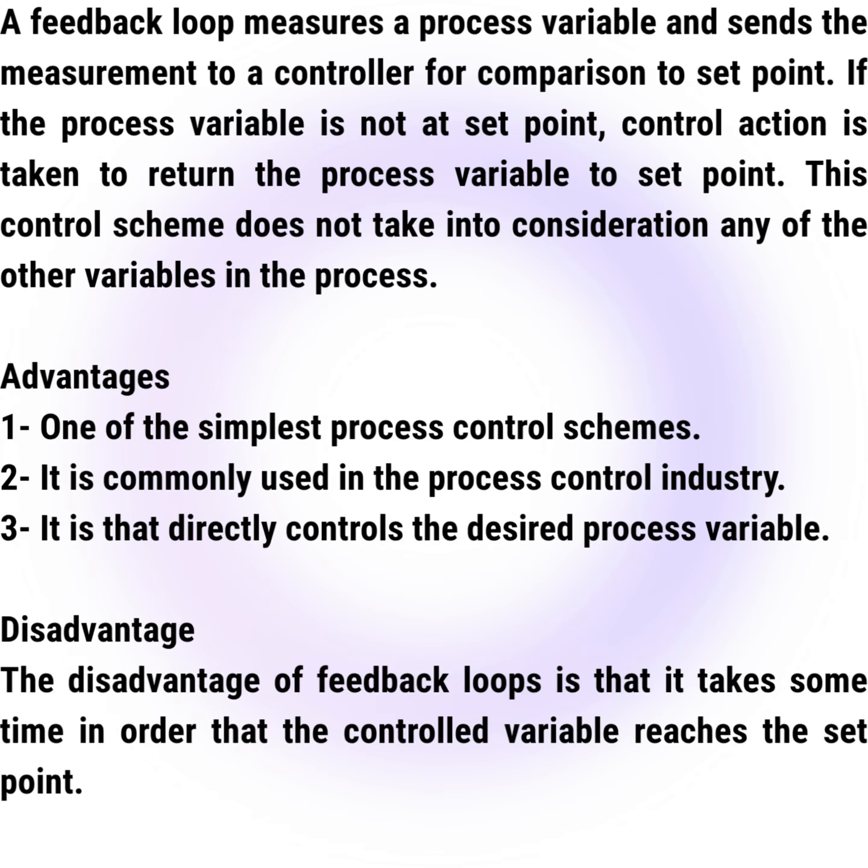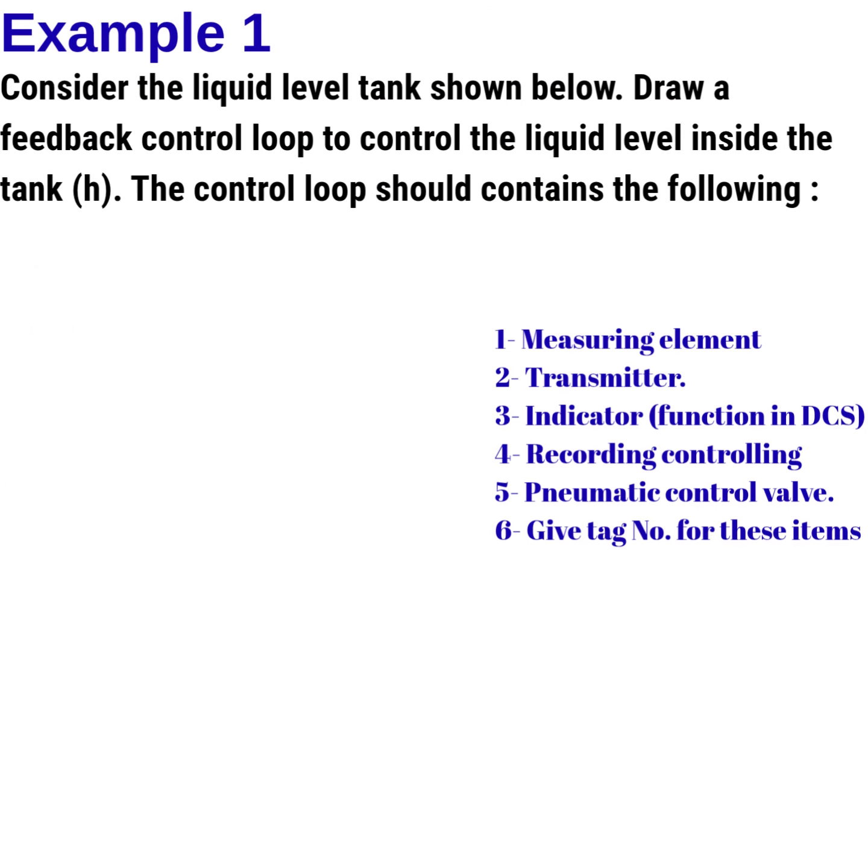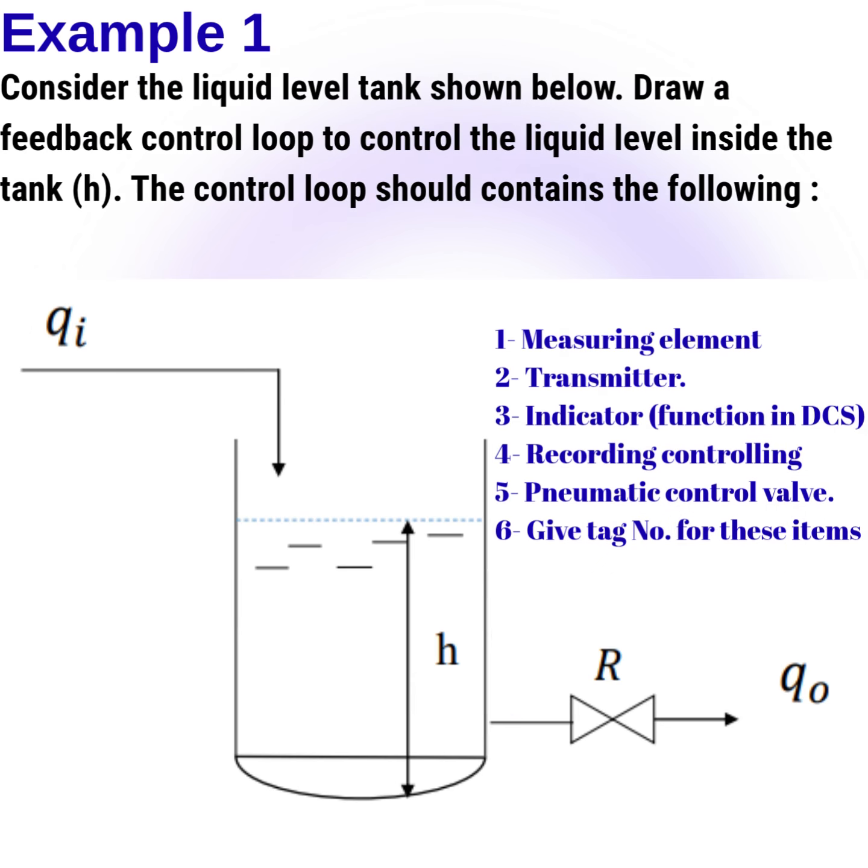Disadvantage: the disadvantage of feedback loops is that it takes some time for the controlled variable to reach the set point. Example 1. Consider the liquid level tank shown below. Draw a feedback control loop to control the liquid level inside the tank, H. The control loop should contain the following. Solution.